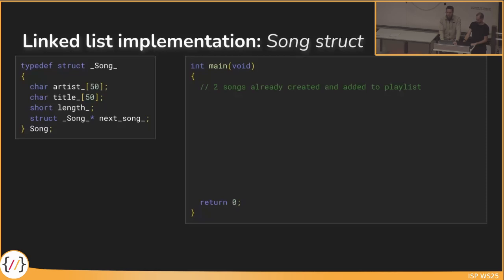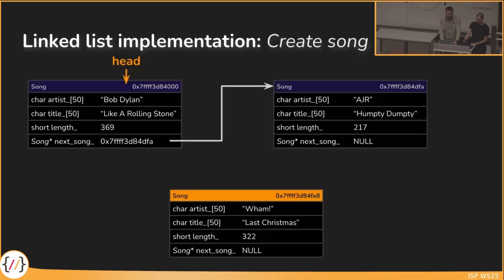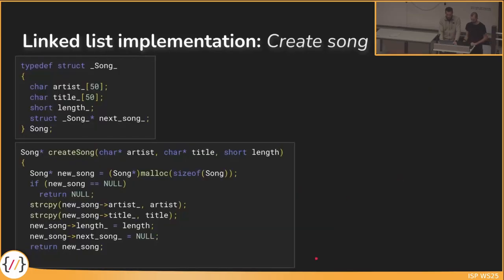So what we want to do now is create a song at first and then link this song to the playlist. So the first part is to create this song, as we can see in this visualization here. We can do this by writing a function called create song that takes an artist, a title, and the length, so the data that our new song should have.